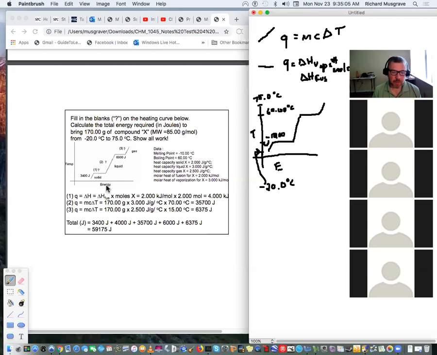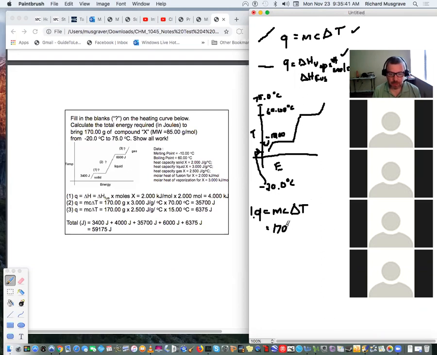So what we have to do is we have to find all of these different values on the slopey parts and on the flat parts. So we'll just start from the bottom here and we'll go for the first slopey part, which should be 3400 joules, but I'm going to show you how that gets calculated. So number one, Q equals MC delta T because it's a slopey part. I've got this up here, right?